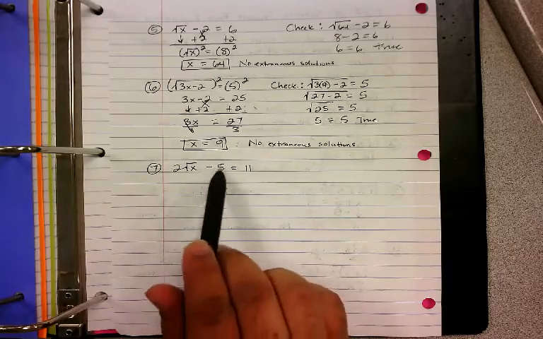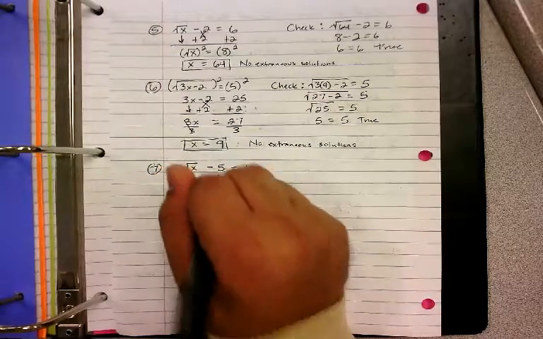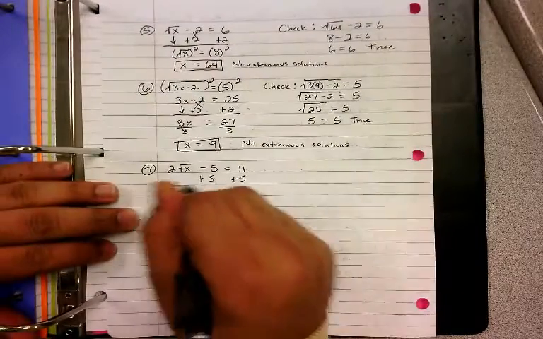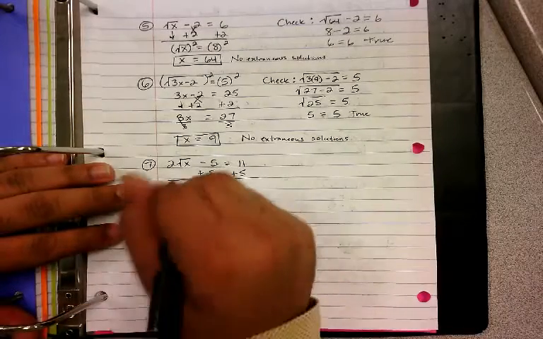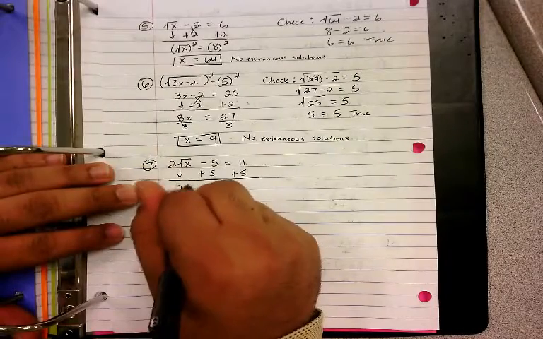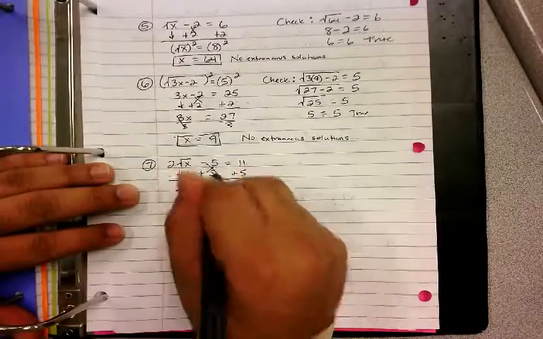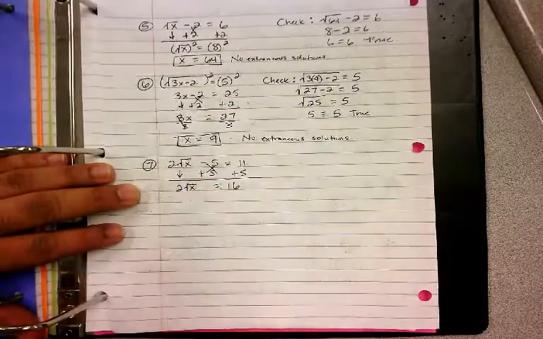So first thing I need to do is move this 5. So I'm gonna add 5 to both sides. That drops down, so you have 2 times the square root of x. Negative 5 plus 5 cancels out, equals 11 plus 5 is 16.